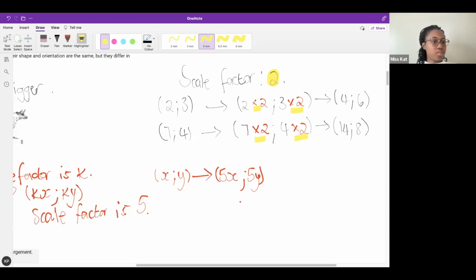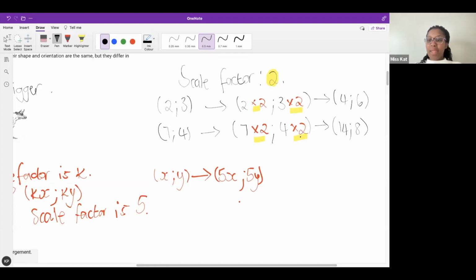So what if they give us this exact same thing in an exam? Will they just give us a random number? Or is this an easier way to find the next coordinates? Yes, this is the only way to find the next coordinates with enlargements and reductions. You always multiply by the scale factor, always. Okay, guys, so we always multiply by the scale factor.